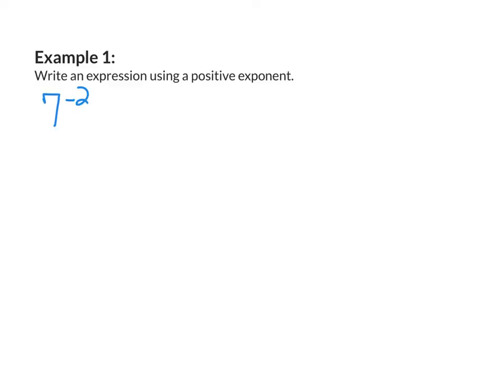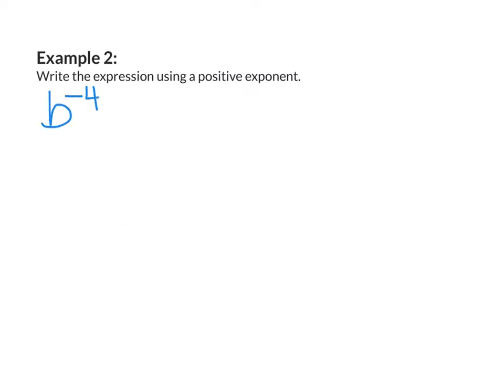Example 1. Write an expression using a positive exponent. 7 to the negative 2 is going to be written over 1. My negative 2 exponent isn't happy being the numerator, so I'm going to flip it into the denominator. I know that I'm not finished because 7 to the power of 2 gives me 49. So my answer is 1 over 49.